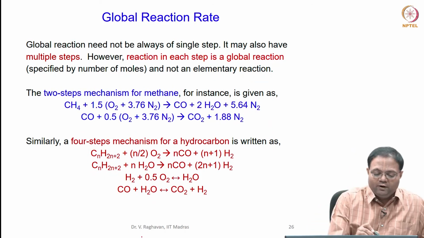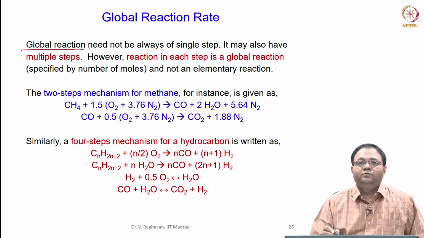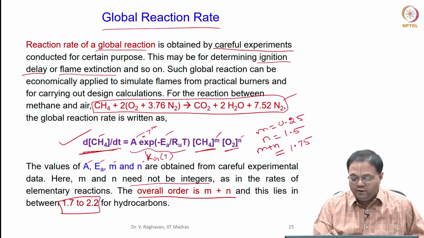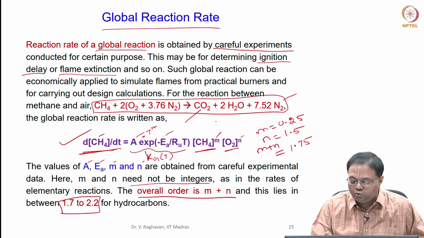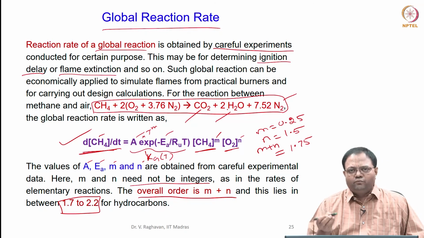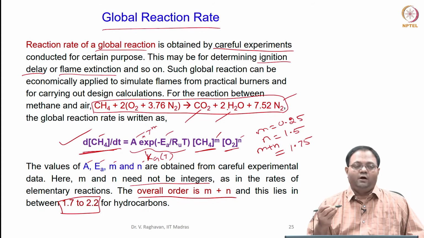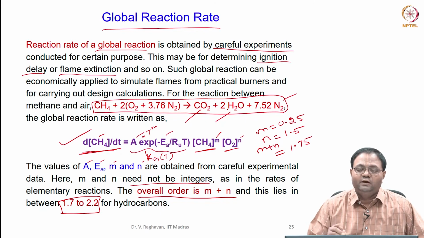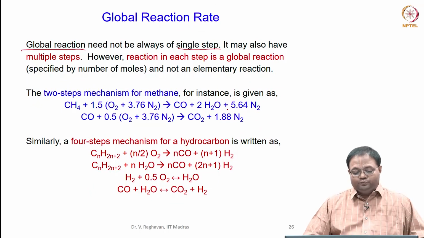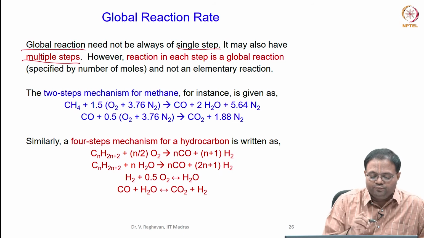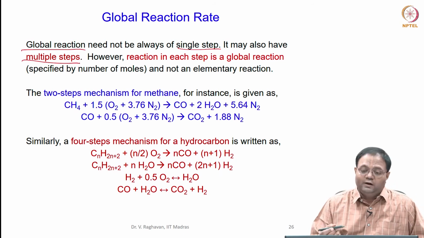Now, the global reaction need not always be a single step. If you write it in a single step, you have only the major products, CO2 and H2O. But if you want to include a few more, say CO, H2, etc., the calculation will be more accurate. So, you can also have multiple steps for the global reaction.